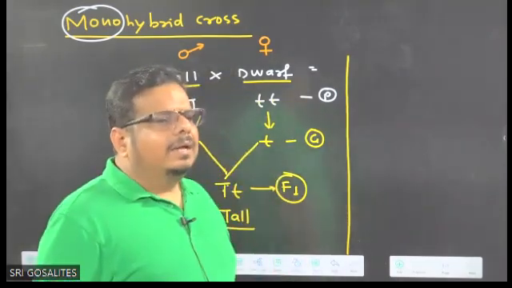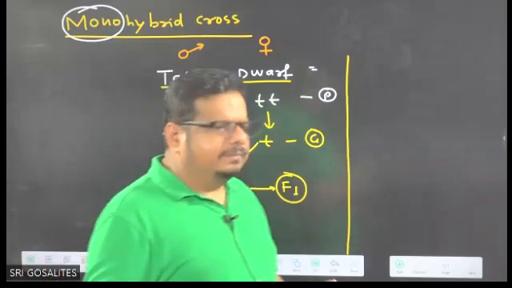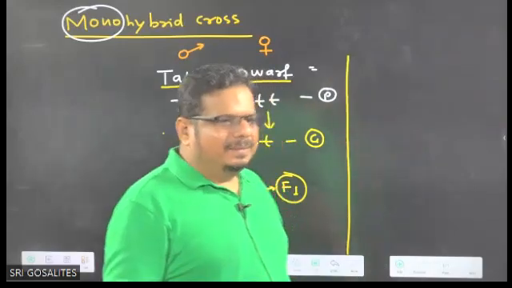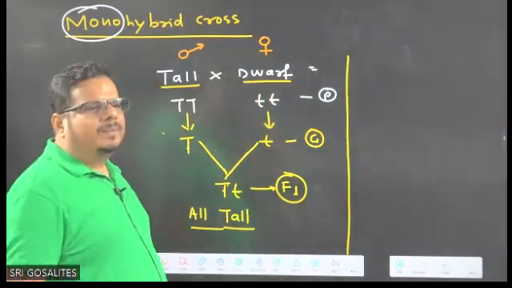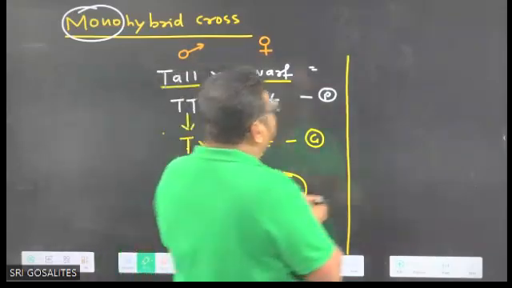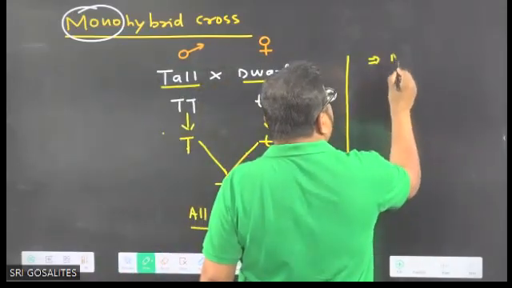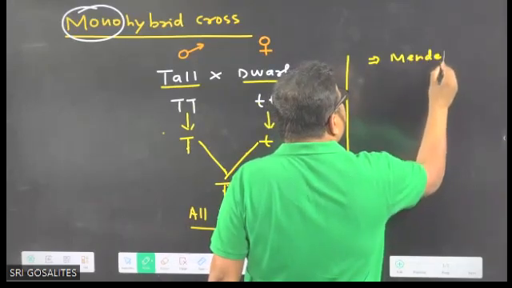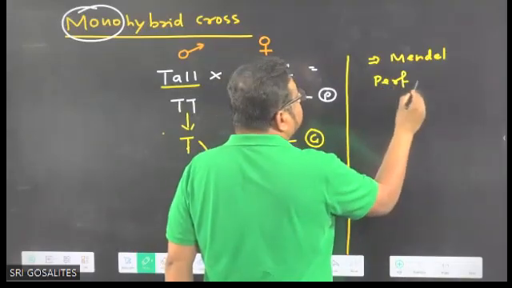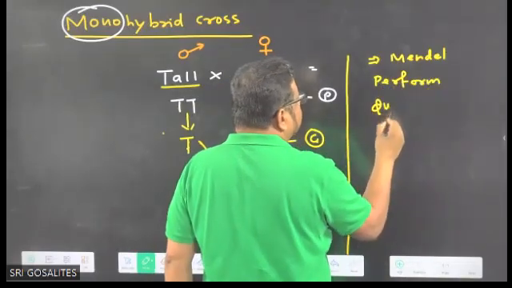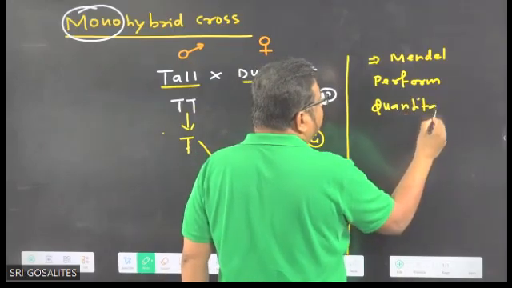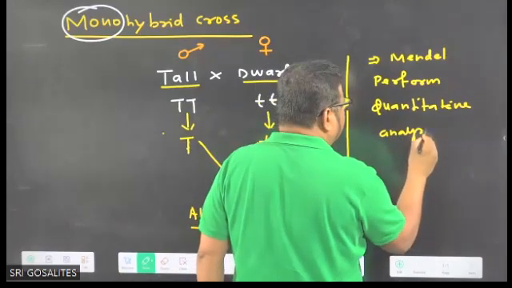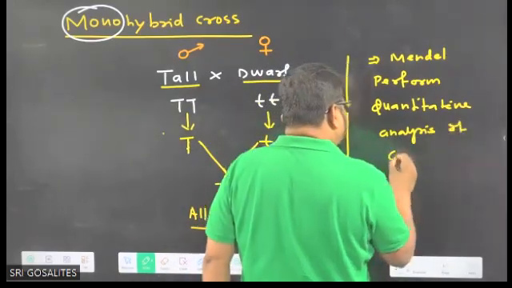And Mendel performed quantitative analysis of qualitative character. Try to understand it with the help of an example. People don't understand this meaning. Just try to understand. I am first writing what Mendel did, then I will explain it to you. Mendel performed quantitative analysis of qualitative character.